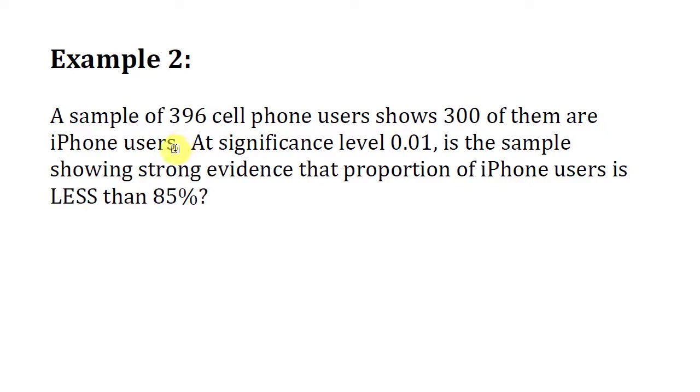So it looks like we're using the same sample from our previous example. But now let's look at the statement of the question right here. At significance level 0.01, is the sample showing strong evidence that the proportion of iPhone users is less than 85%?